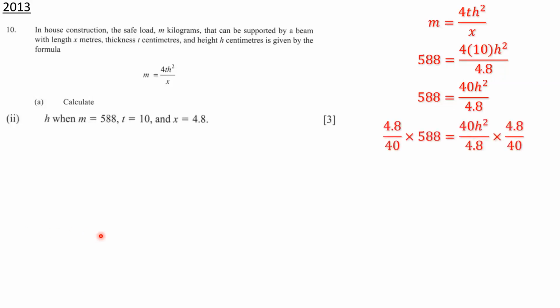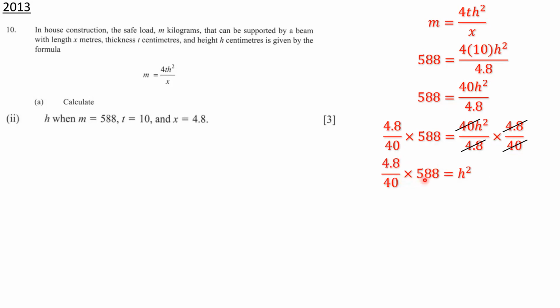But what I did was I multiplied both sides by 4.8 divided by 40. Basically, I noticed that 40 is on top and 4.8 is at the bottom, so I multiplied by the opposite, 4.8 over 40. The reason I did that is because I wanted to cancel out this 4.8 with that 4.8, and this 40 with that 40. That leaves us with H squared equal to 4.8 over 40 multiplied by 588.